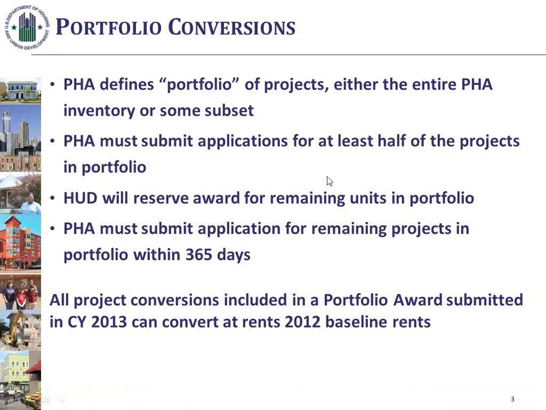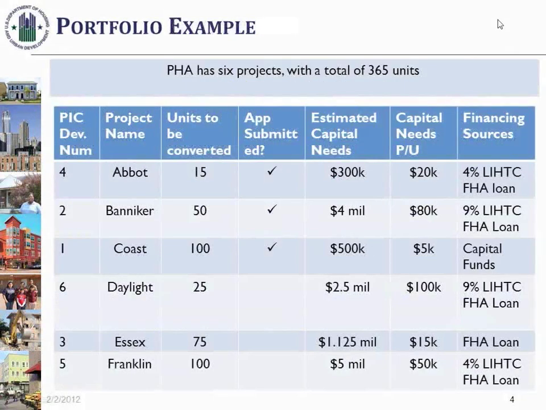So on the next slide, I've created a simple little chart that tries to show what a PHA might be doing. So here the PHA has 6 projects with a total of 365 units. The first column on the far left says the PIC development number. PIC is, for those not in public housing, the Public Housing Information Center. It's our basic database that we maintain on housing authorities. So in PIC, presumably you might have 6 projects, and they're numbered 1 through 6. The first project being project 4 on the sheet.